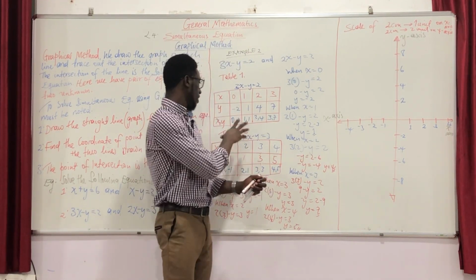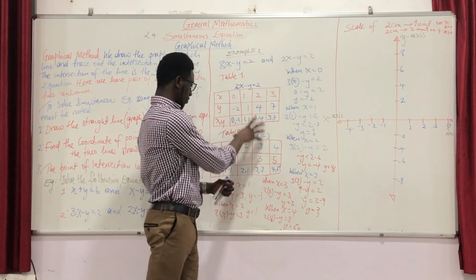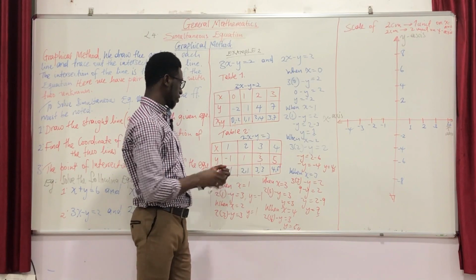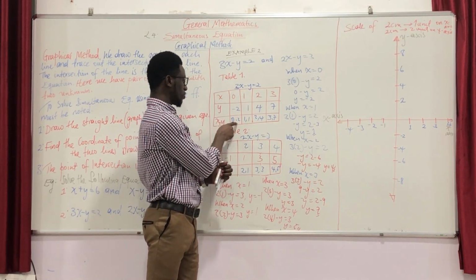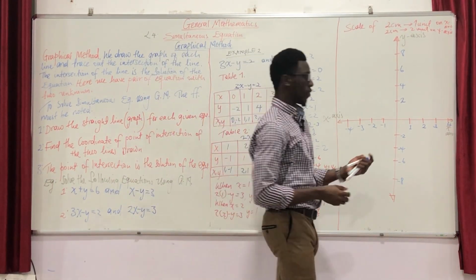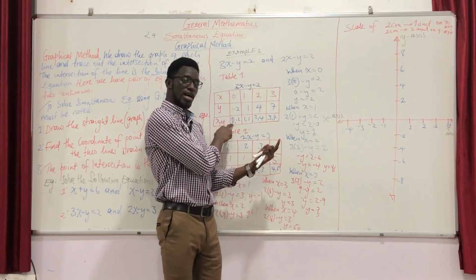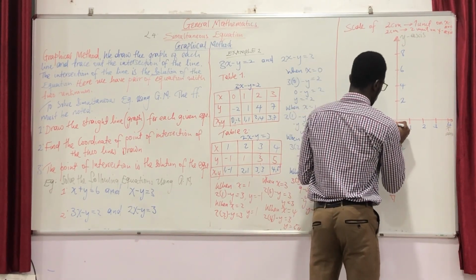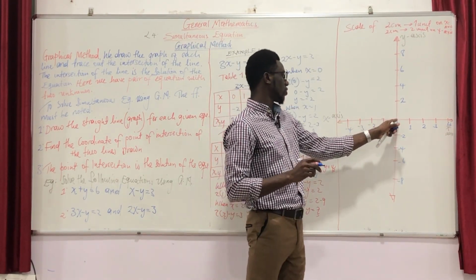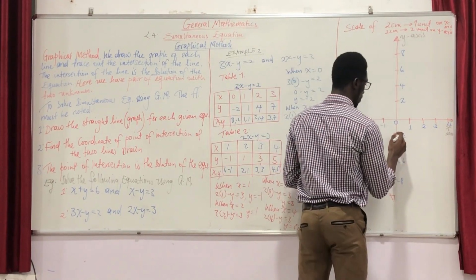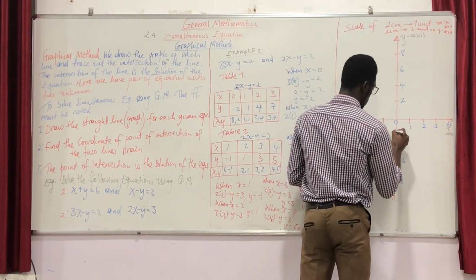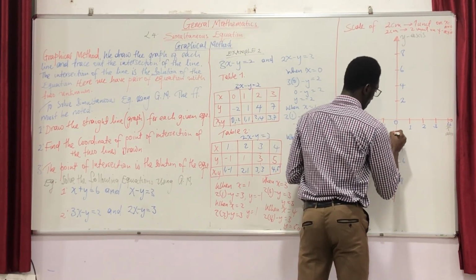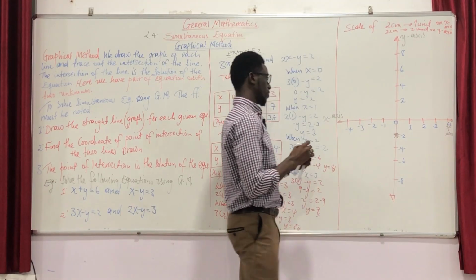First, we'll take these coordinates, this one and this one, then we'll try to plot. So the first one here, when x is 0, y is -2. So where is the 0? 0 is here, this point. So when x is 0, y is -2 here.